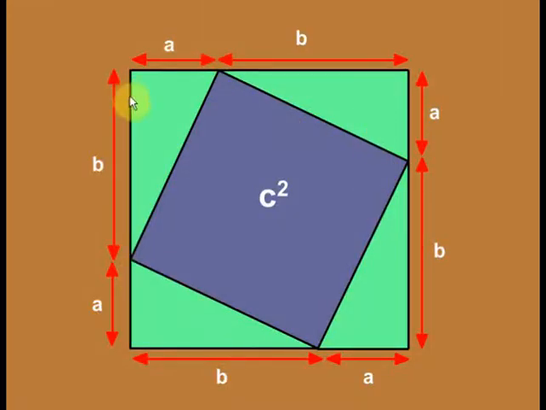Now consider this big square and a small square which is inside this big square. Let us say that this square has the area of C square, so the side of this square is equal to C. Thus this square has a side of length C and an area of C square. Now consider this triangle and this triangle. This is a right angle triangle with this length equal to B, this length equal to A, and this length equal to C. Similarly, we consider this triangle again. This length is equal to A, this length is equal to B, and this length is equal to C.